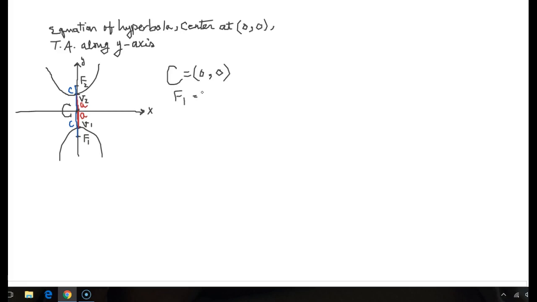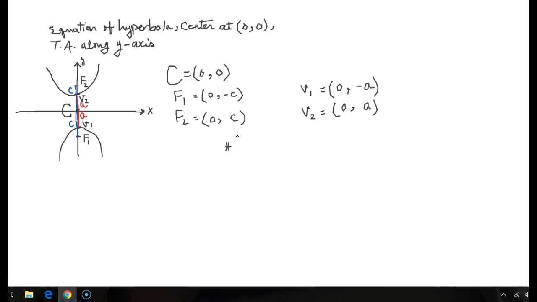F1 is a point on the y-axis, so its x-coordinate is 0 and its y-coordinate is negative c because it's below the x-axis. Therefore, F2 is 0 and positive c because it's above the x-axis. Similarly, for V1 and V2, these 2 points are located on the y-axis, therefore their x-coordinates are 0. And their y-coordinate for V1, because it's below the x-axis, is a negative value, negative a, and V2 is positive a.